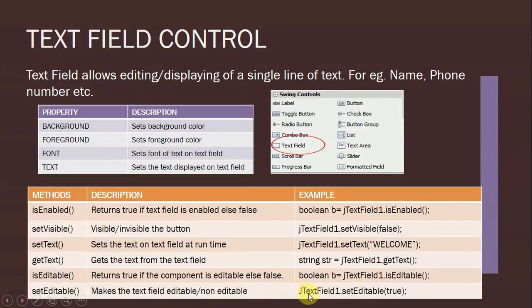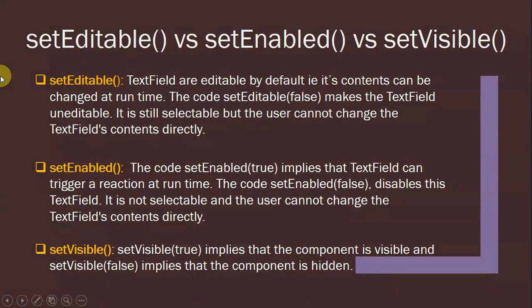So if I write jTextField1.setEditable(true), this will make my text field editable. And if I write jTextField1.setEditable(false), it will make my text field non-editable. Now let us again understand the difference among setEditable, setEnabled and setVisible. It is very important to understand.